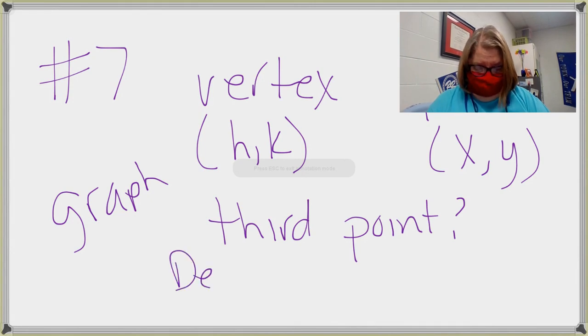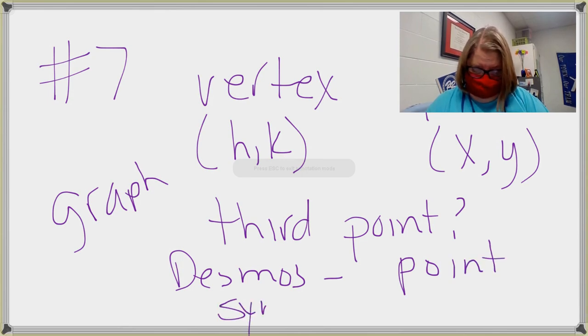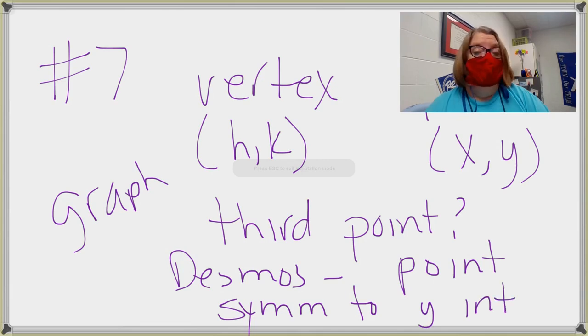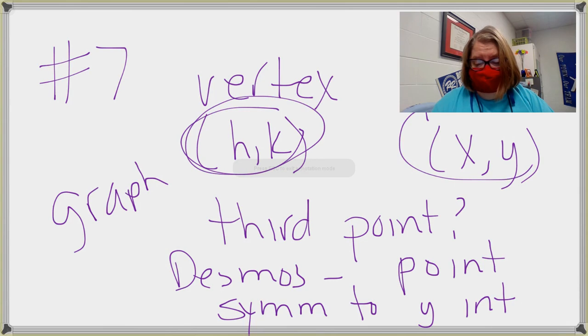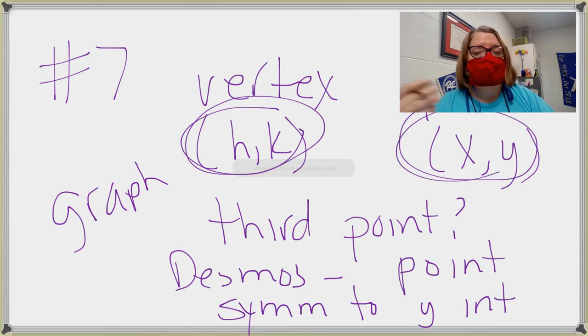I would use Desmos. Find the point symmetric to the y-intercept, or if you're using Desmos, any other point. So when you plot this one in number 7, you're going to use your vertex that they give you and your point that they give you. Then open another tab, type it into Desmos, and use any other point. Remember, you can get that point from the graph in Desmos or from the table.